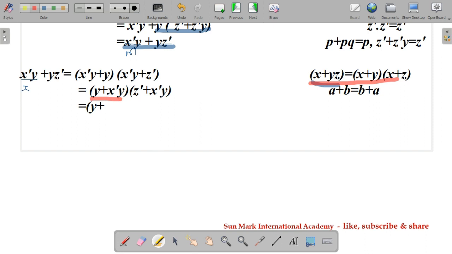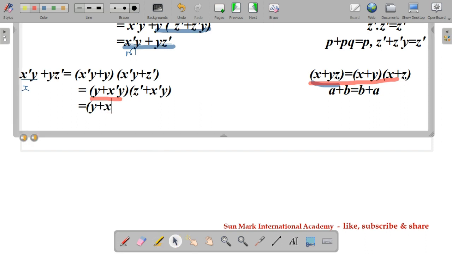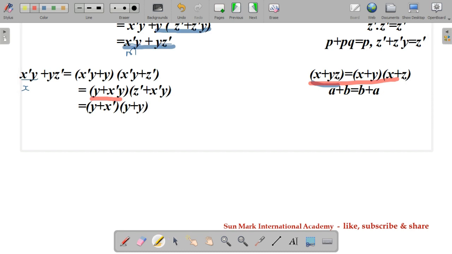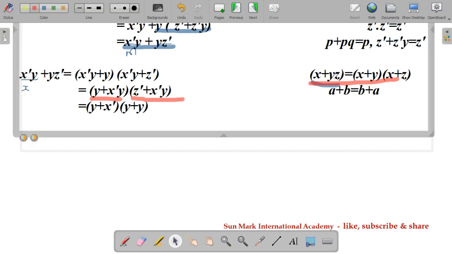That means we can write it as (y + x')·(y + y), isn't it? Okay, then the next term, (z' + x'y). So how will we write it? First one, (z' + x') into (z' + y). So finally we got the expression as (x' + y)·(y + y)·(z' + x')·(z' + y).